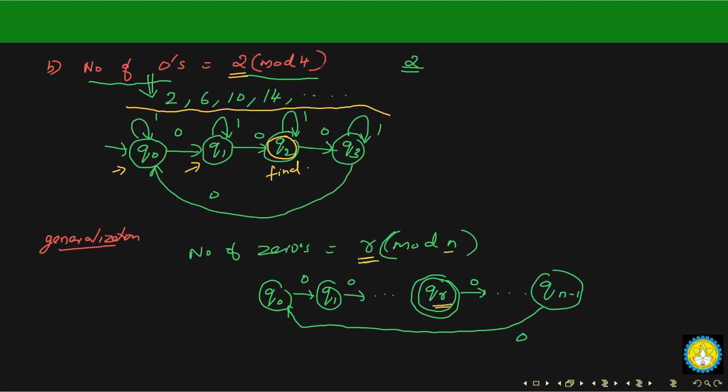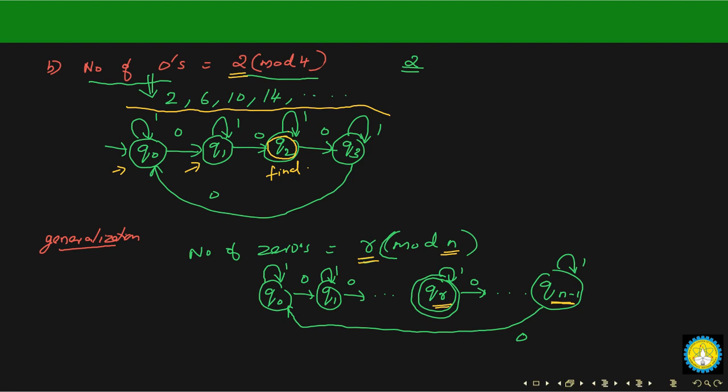And since mod n is the division that you're doing, you have to have Qn minus 1 states up to here. And from there, if you see a 0, again, you have to go back to Q0. And don't forget to show the transitions on 1. So from Q0, if you get a 1, stay there. Q1 upon 1, stay there. QR upon 1, stay there. Qn minus 1 upon 1, stay there. So this is the generalization of this.